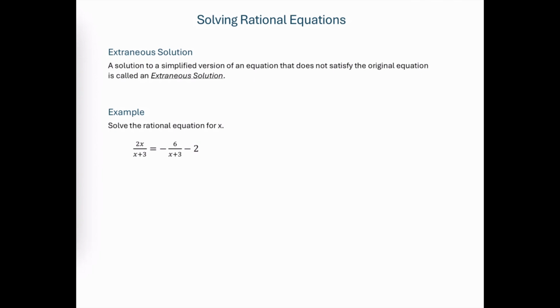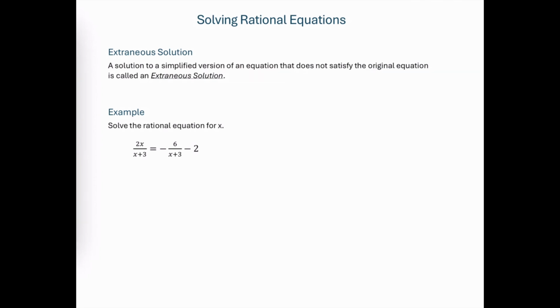When solving rational equations, sometimes we generate extraneous solutions. An extraneous solution is one that works in a simplified version of the original equation, but not in the original equation itself, which means then that it doesn't actually work and would not be a solution to the equation. Let's look at an example.